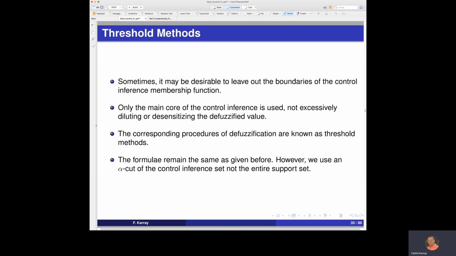Sometimes it may be desirable to leave out the boundaries of the control inference membership function. What does that mean? Let's suppose that this is the aggregated membership function, and sometimes we would like to disregard this particular region from our control version. So we would like only the core version of this membership function. Without diluting the value of the control system, we are going to utilize an alpha cut for the membership function itself. And then the alpha cut is going to provide us with the membership function of this particular form.